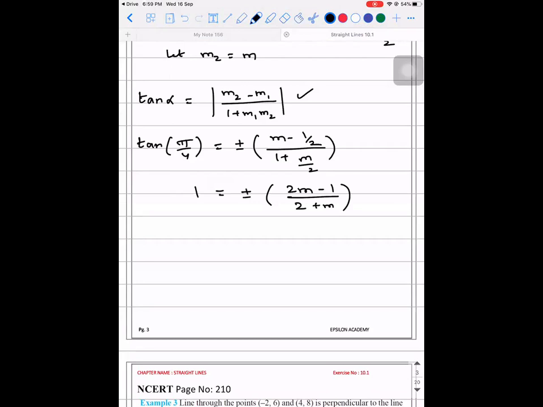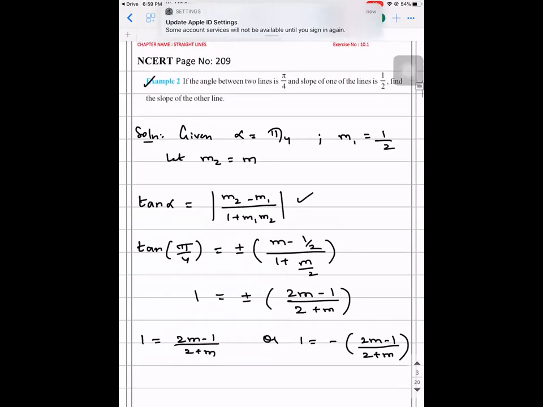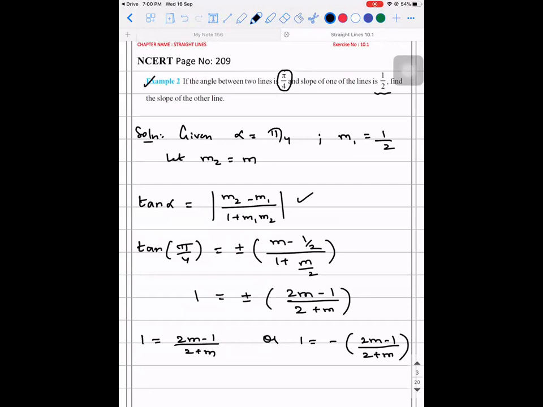That is 1. So what you need to do in this case is, we need to take 1 is equal to (2m minus 1) divided by (2 plus m), or 1 is equal to minus of (2m minus 1) divided by (2 plus m). So what I'm trying to say from here is, there are two such lines possible which will intersect with the line whose slope is half to make an angle of pi by 4. There will be two lines possible. Generally we will think there is only one line possible. No, there are two lines that are possible.